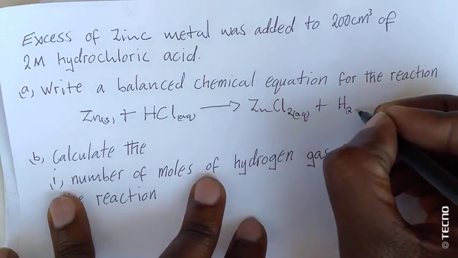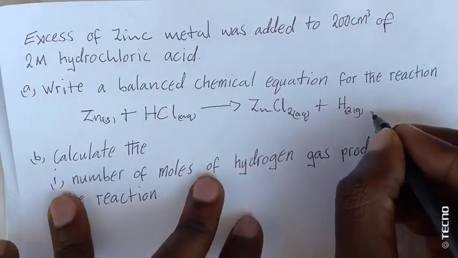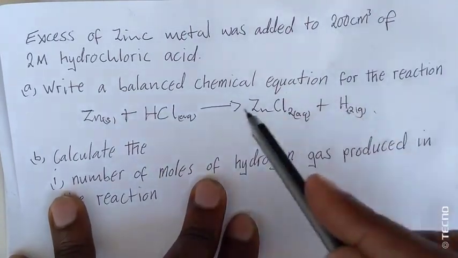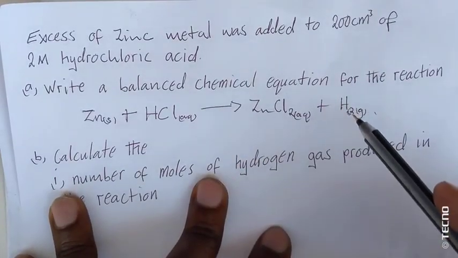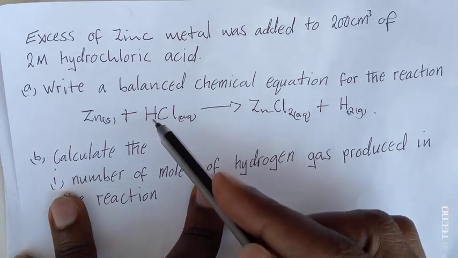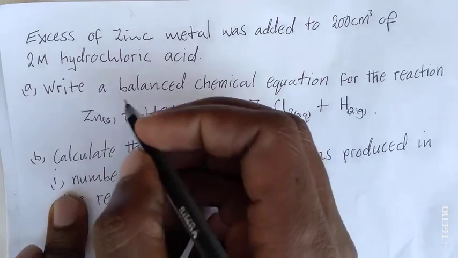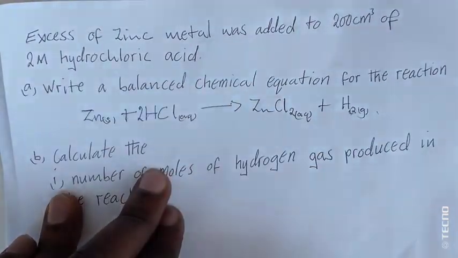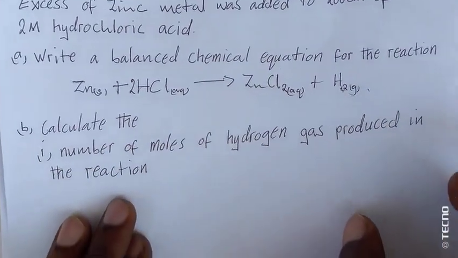There is H2, so the gas like this will be produced. So this is the chemical equation. Now we need to balance this chemical equation. Here we've got two hydrogen and two chlorine, and there we've got 1 hydrogen and 1 zinc. So chlorine is 2, so we just add a 2 here. Now this equation is balanced. You answer like that, you get 2 marks.